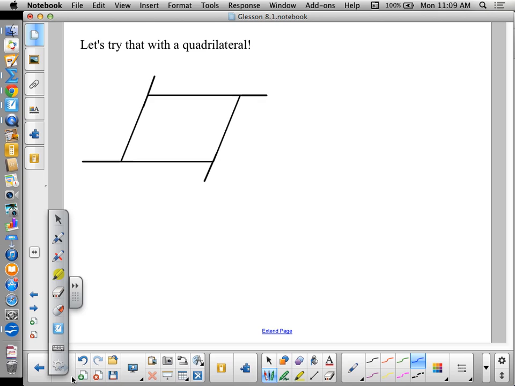What happens in a quadrilateral? Well, let's figure it out. I've got A, B, C, and D. A plus B plus C plus D is what? 360.